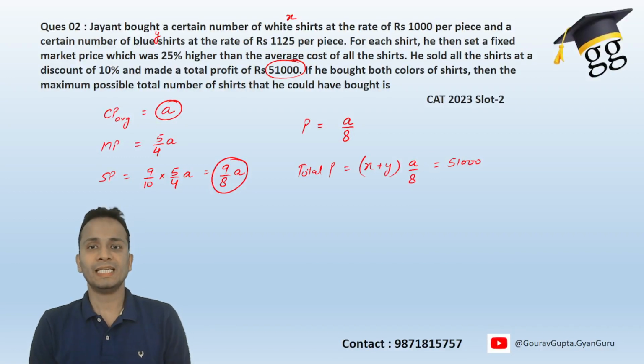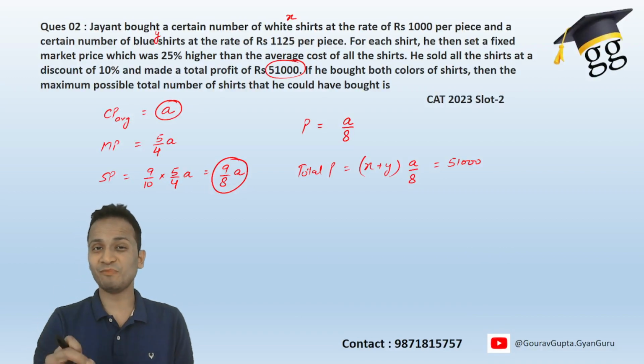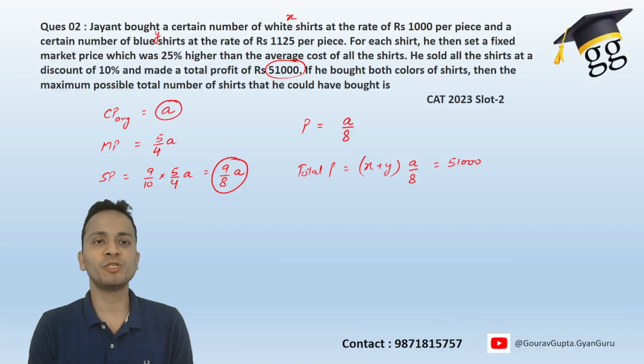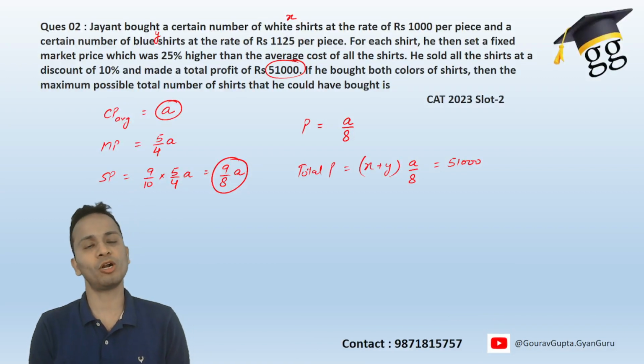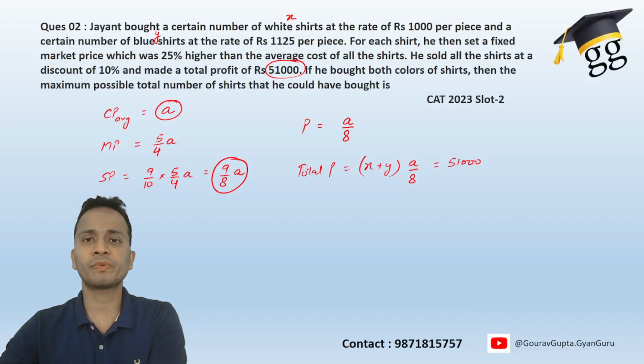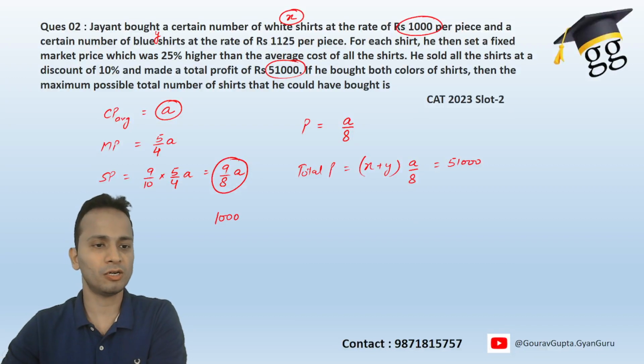Now the question is, if he bought both colors of shirts, so that means at least one shirt of each color, then the maximum possible total number of shirts that he could have bought is equal to how much? Now let's have a look at the total cost price of these shirts. The total cost price of white shirts was x multiplied by 1000. So I'll make the equation.